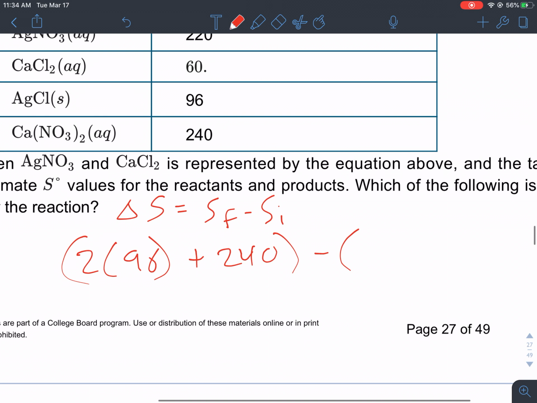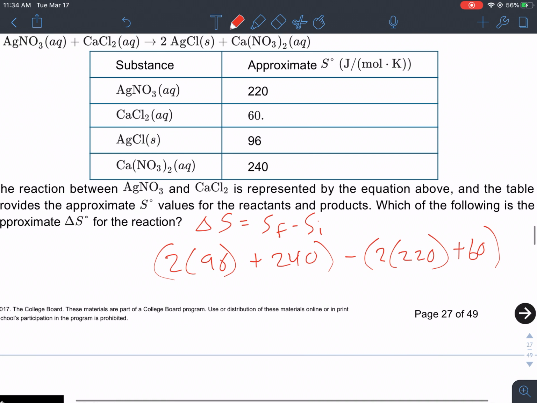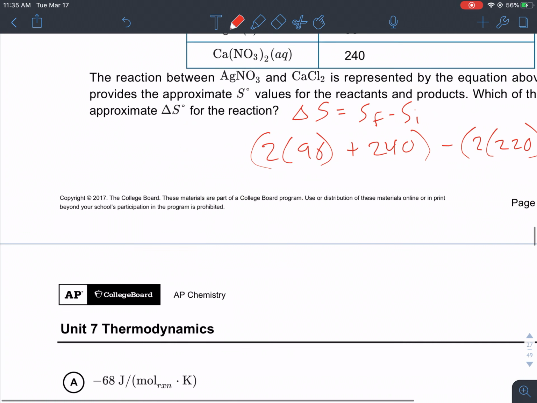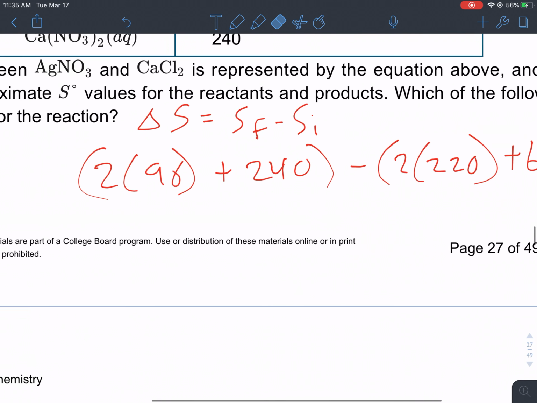Your reactants are 2 AgNO3s, 220, plus 60. I would normally tell you to just estimate this, but if you look at the answers, these are really close. I don't like these values. Calculate this one, okay? All right, work it out.